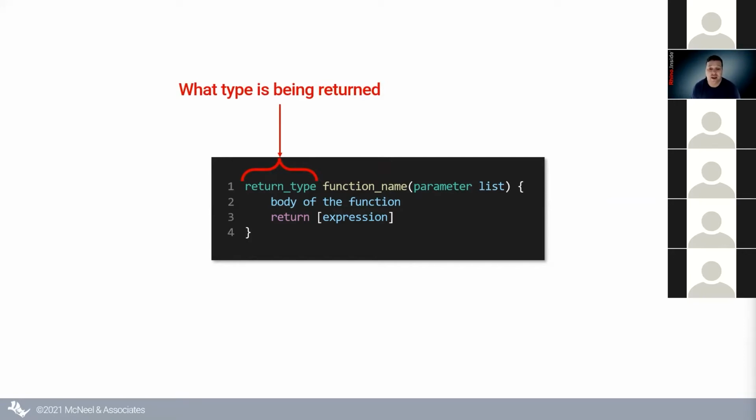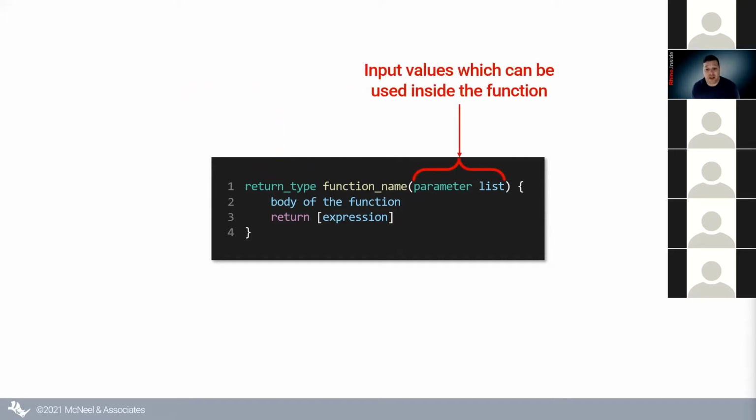Is it an integer value? Is it a double, which is a decimal value? Is it a string? There's lots of base types or even complex types that you can return as part of the function. Inside these parentheses, we pass in a list of input values. And these, again, can be different. They can be a list, they can be individual items, but inside those parentheses is where we define the type of inputs that are going to be used inside this function.